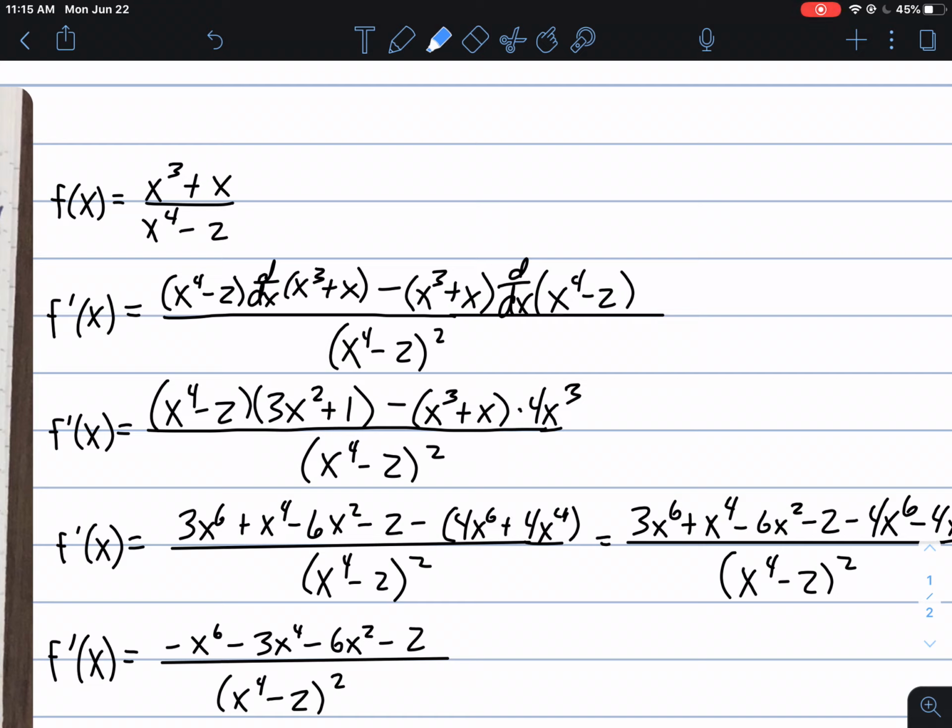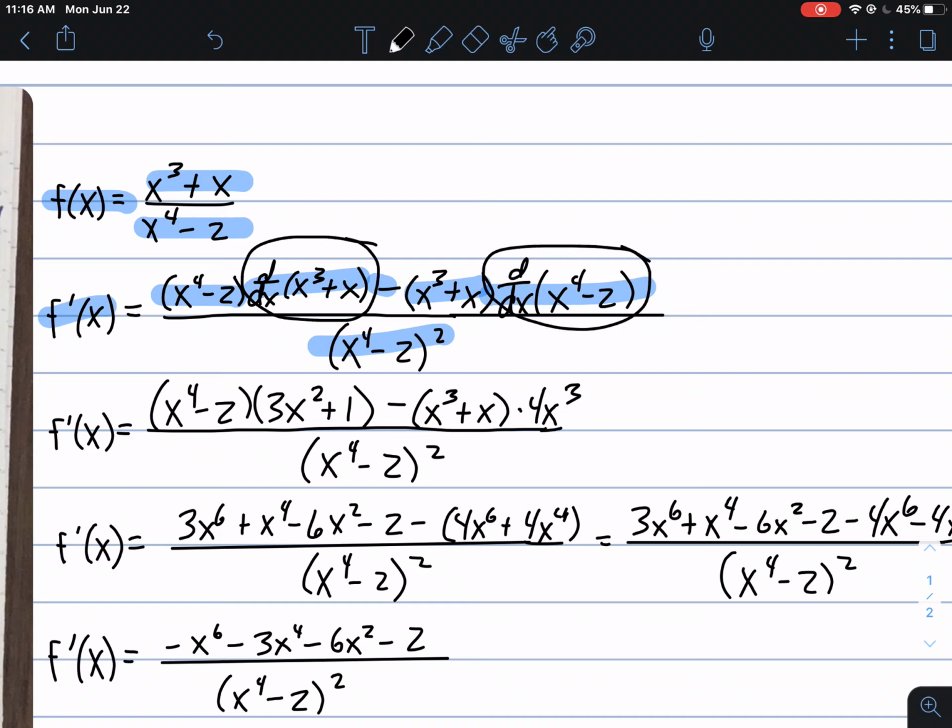So here's f prime. Now here's f. X cubed plus x over x to the fourth minus 2. So let's write out f prime. And just like I did with the product rule, write it out in detail first and then go back and find each of the individual derivatives. So here's our low d high minus high d low, all over low squared. And then you go back in and you find each of the derivatives as indicated.